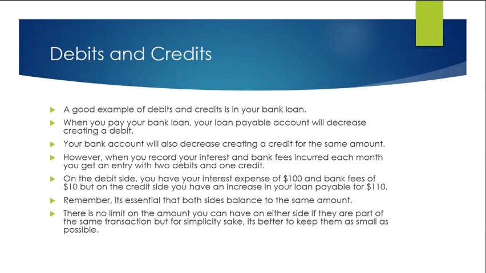and 1 credit. So on the debit side, you have your interest expense of $100 and bank fees of $10, but on the credit side, you have an increase in your loan payable for $110. Remember, it is essential that both sides balance to the same amount. There is no limit on the amounts you can have on either side if they are part of the same transaction, but for simplicity's sake, it is better to keep them as small as possible.